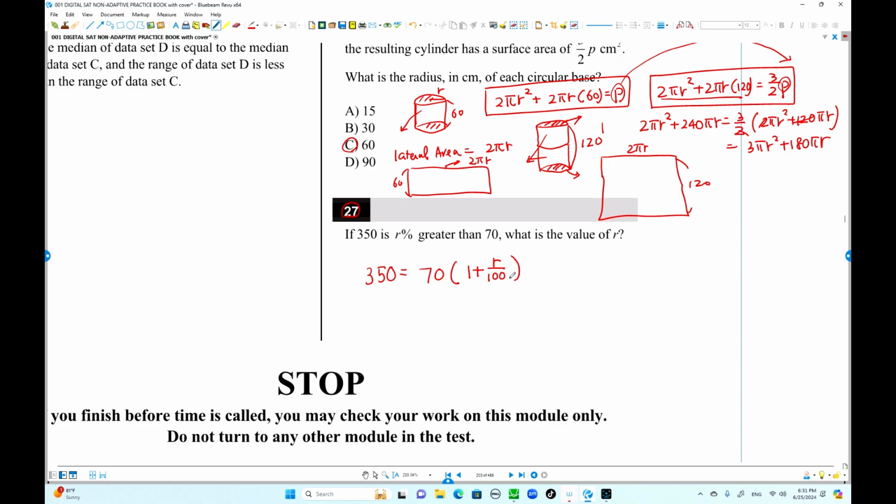That's the equation, okay? When you divide by 70, it's going to be 5 equals 1 plus r over 100. Minus 1, 4 equals r over 100. Times 100, r equals 400% greater, right? That's right. 350 is 400% greater than 70, which is actually 5 times, okay?